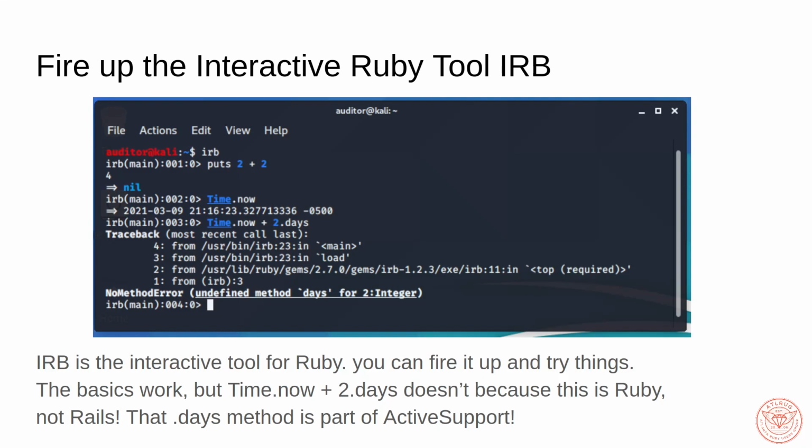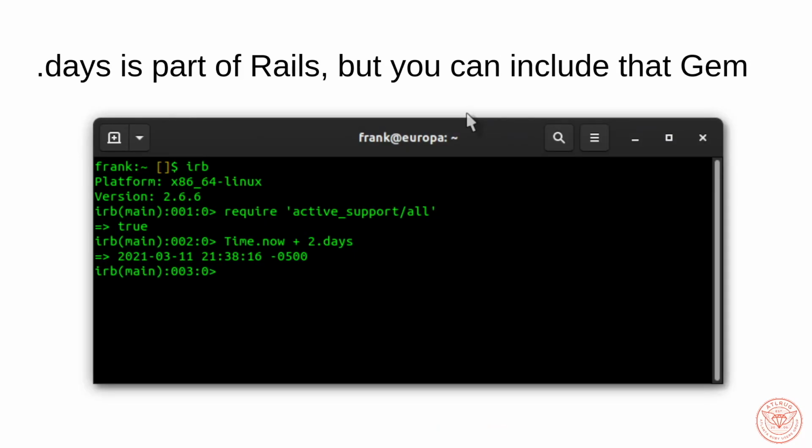But if it's something that you really want, you can get it because there's a gem for it, and you don't have to include all of the gems from Rails to install some of the gems from Rails. So you could require active_support/all or find the specific one, and now your plain Ruby plus this Active Support will do this Time.now + 2.days just fine. So you can bring in libraries from bigger frameworks into your code.